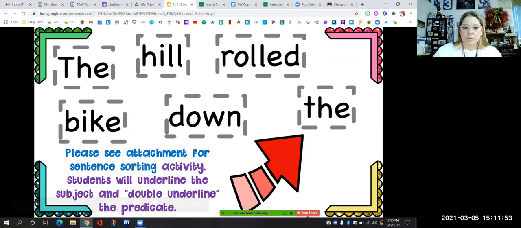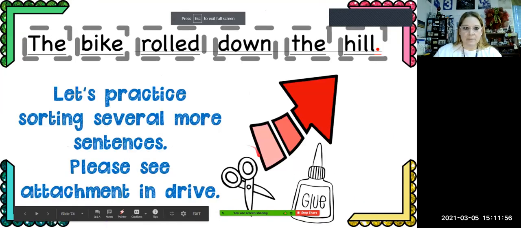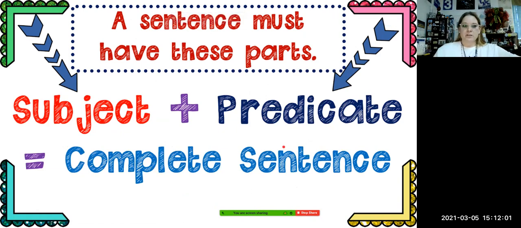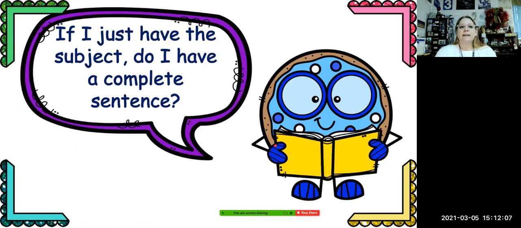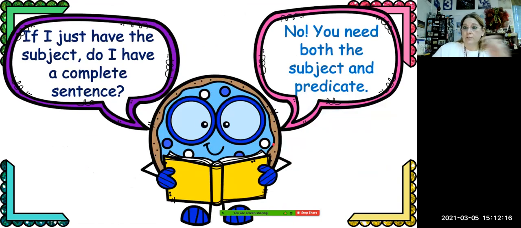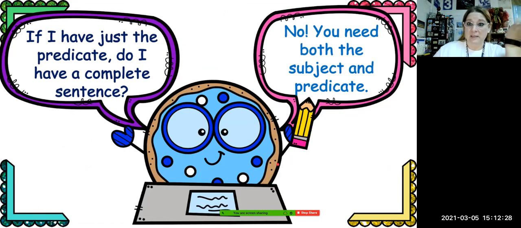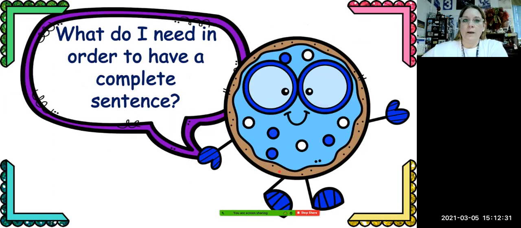All right, so let's get back to our slideshow. So we did that part. So remember that a sentence must have the two pairs. There has to be a subject and a predicate to make a complete sentence. If I just have the subject, do I have a complete sentence? No, I do not. You have to have both the subject and the predicate. If I have just the predicate, do I have a complete sentence? No, you need both the subject and the predicate to have a complete sentence. So what do I need in order to have a complete sentence?